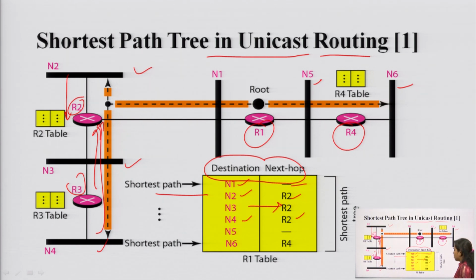So, this is the shortest path tree and this is the routing table which is maintained at this point only. This is based on the next hop operation. Only the next hop at a particular point is written.